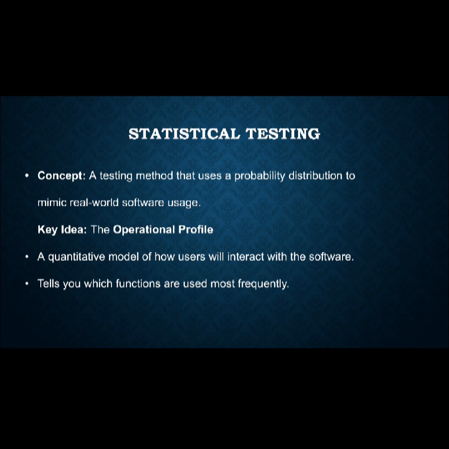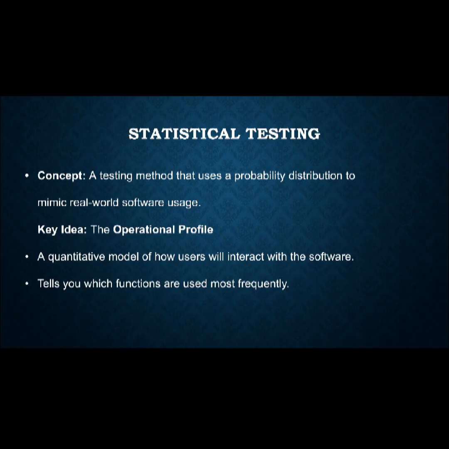But testing for reliability is different. Our goal isn't just to find every single bug. Our goal is to estimate the software's reliability in its actual operating environment. We want to answer the question, will the software work reliably when a real user is using it? To do this, we use a technique called statistical testing. This method is based on a crucial concept, the operational profile. An operational profile is a quantitative description of how the software will be used in the real world.